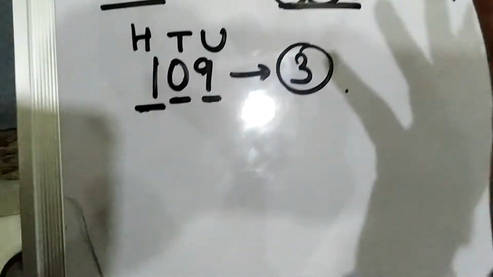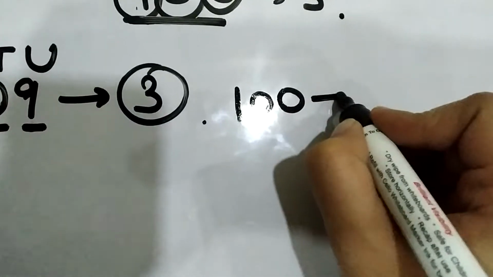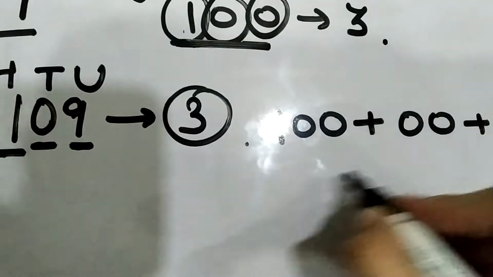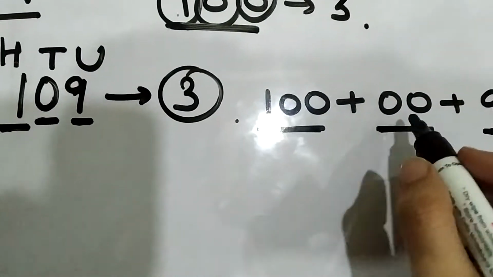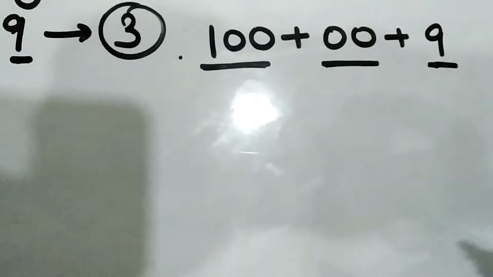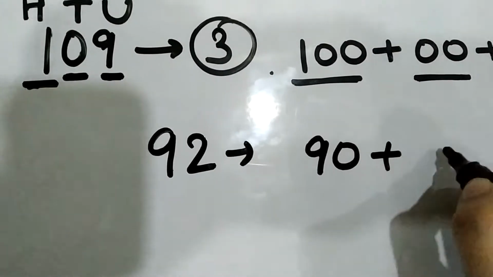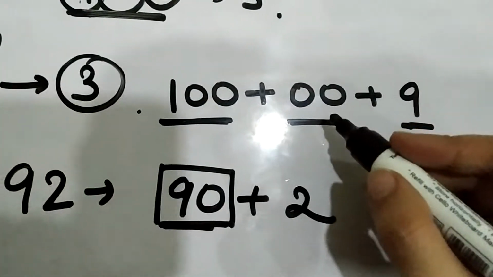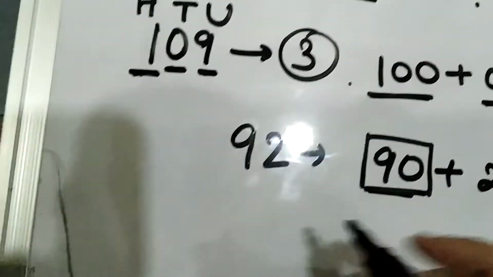Now how are we going to write it? It would be written as 100 plus 00 plus 9, where 9 is the units position. This is the hundreds position and this is the tens position, and I have written 00 because in the tens position you always write 2 digits, just like 92 was written as 90 plus 2. So we are not going to write only 0, that would be wrong. You have to write 2 zeros for it.